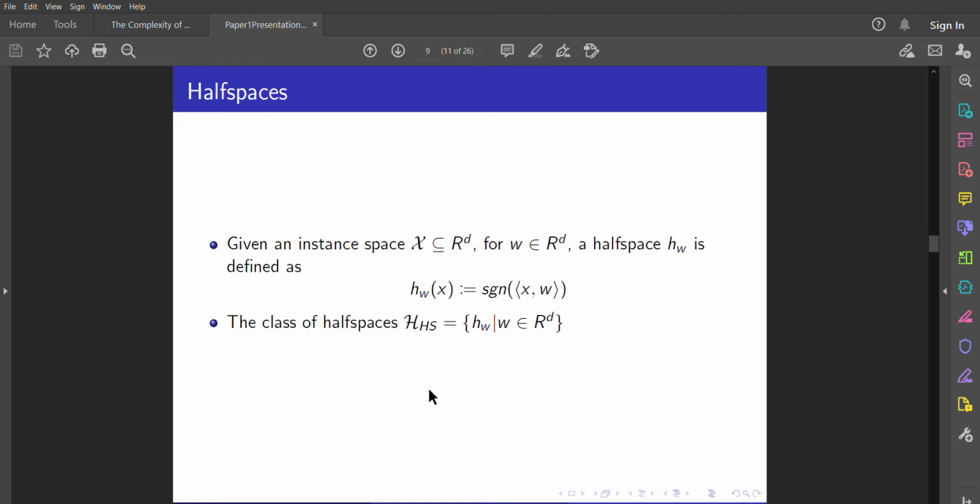This work focuses on half spaces. So let us look at them. Given an instance space X, a subset of the d-dimensional real space, a half space h_w is defined as the sign of the inner product of x and w. So if the inner product of x and w is greater than or equal to 0, it's labeled as +1 and -1 otherwise. And the class of half spaces is simply the class of all such half spaces w in R^d.